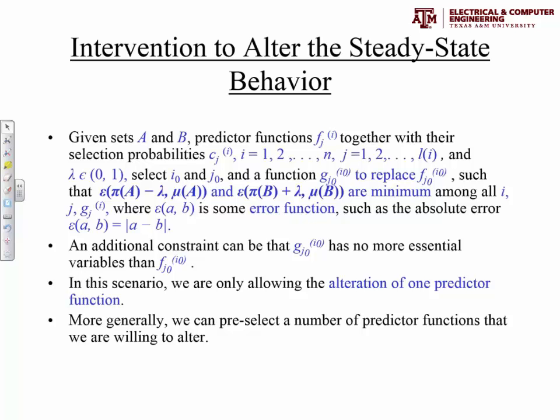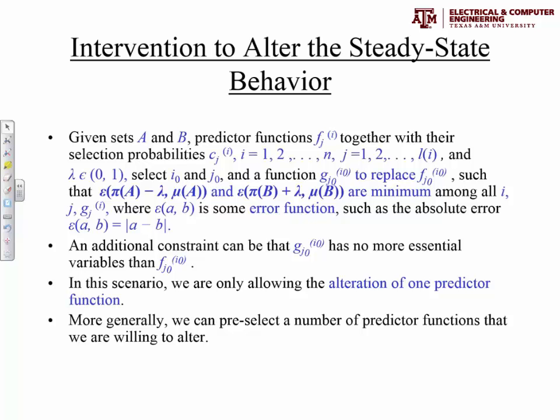To replace this such that the sum norm of the difference between pi A minus lambda, we are trying to decrease A by the probability mass in A by lambda, and you're trying to make it equal to mu A. So that should be small, and even this one should be small. They're minimum among all possible changes that are allowed, all possible predictor changes, that is 256 times whatever, 5.